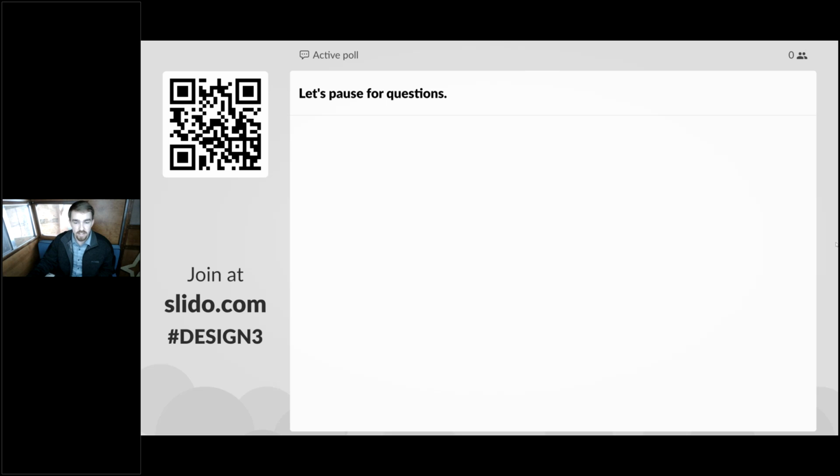And Sarah, are you still able to get into this question using that QR code? Yeah, the QR code is still working for me. I'm still figuring out what the Slido code issue is.